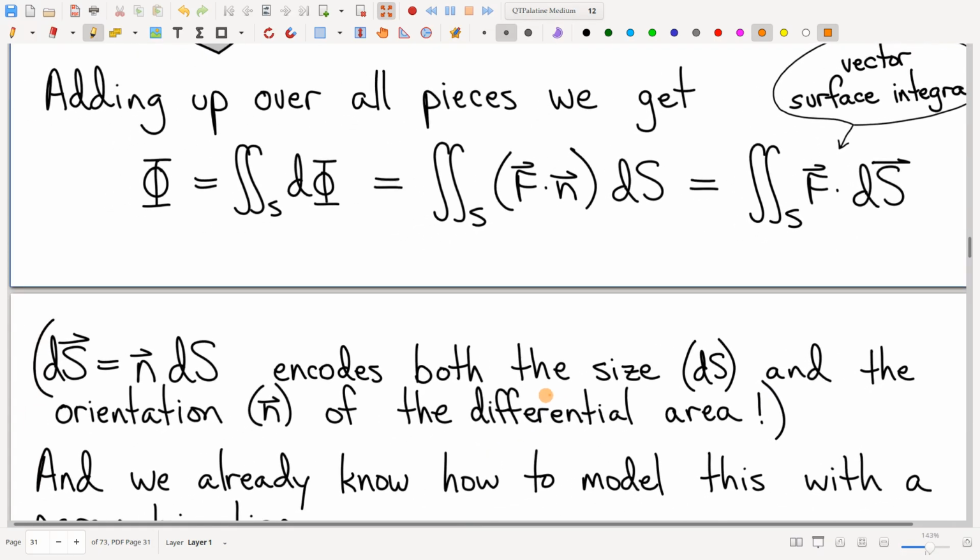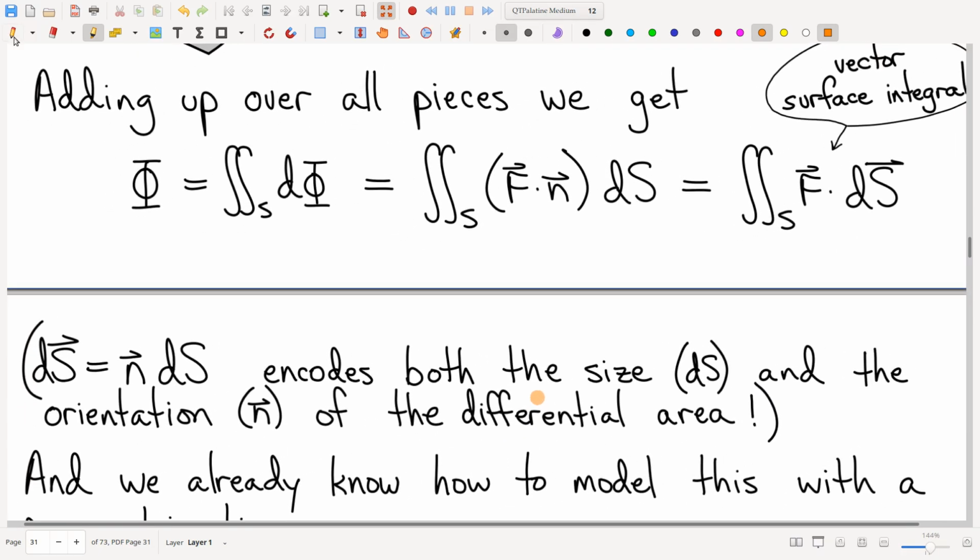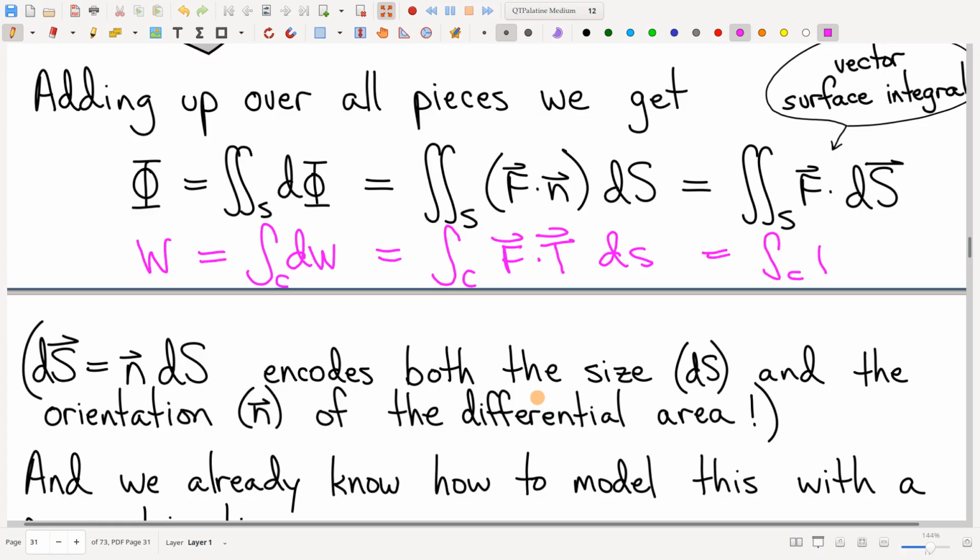What I'm going to do now is going to ring some bells from chapter 6. I'm going to rewrite below this an analogous set of equations that we wrote down when we were computing work. We had F dot T ds, and instead sometimes we like to write that as F dot dr. So you'll notice that structurally the way those equations are written down, you see the analogy vertically.